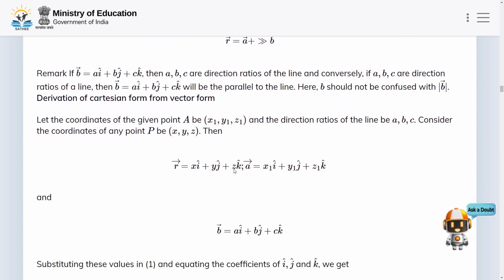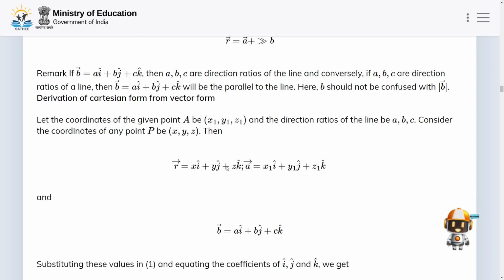Now remark that the b vector in its component form will be a i hat plus b j hat plus c k hat, where a, b, c are the direction ratios of the line. Conversely, if a, b, c are the direction ratios of a line, then the b vector will be this and will be parallel to the line. Here, b should not be confused with the magnitude of the b vector. Clear? I hope that it is clear.